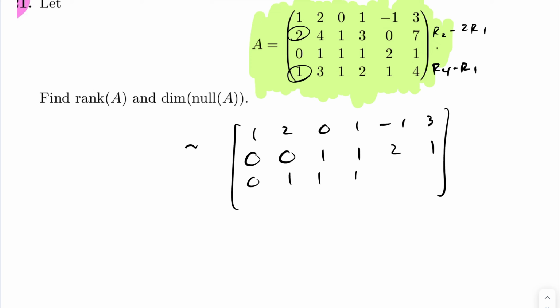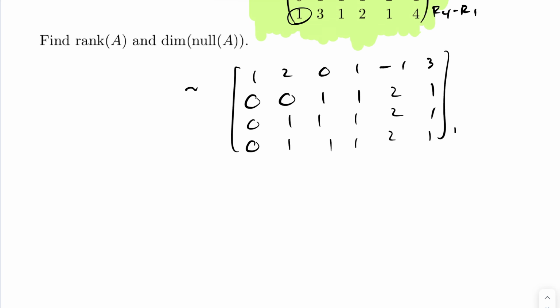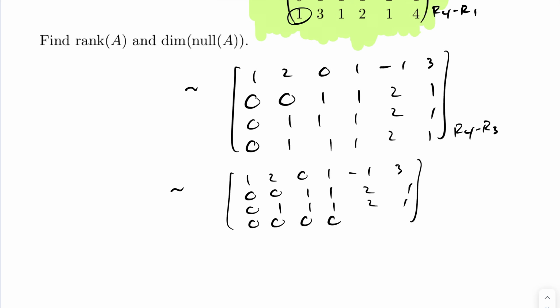Row 3 we are not touching, and then row 4 here we're just straight up subtracting. So this will be 0, 1, 1, 1, 2, and 1. And right away we can see the fourth row is identical to the third row. So I'm going to eliminate this fourth row by subtracting row 4 minus row 3. So this becomes 1, 2, 0, 1, minus 1, 3, and these are all zeros all the way down.